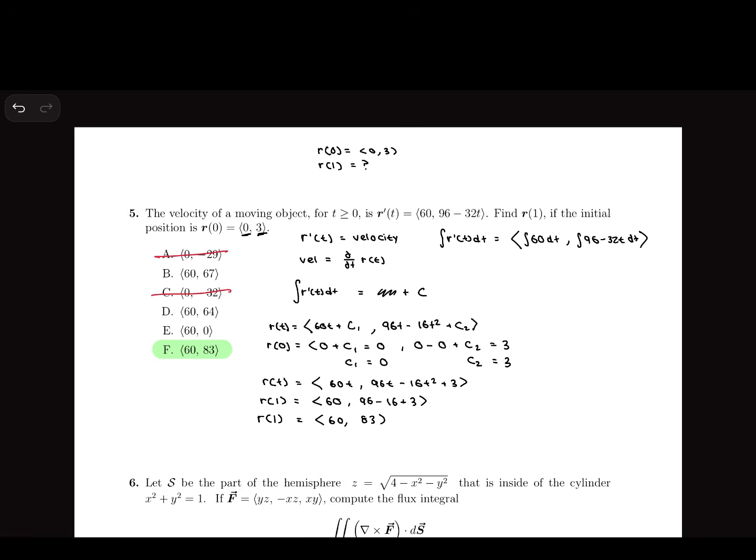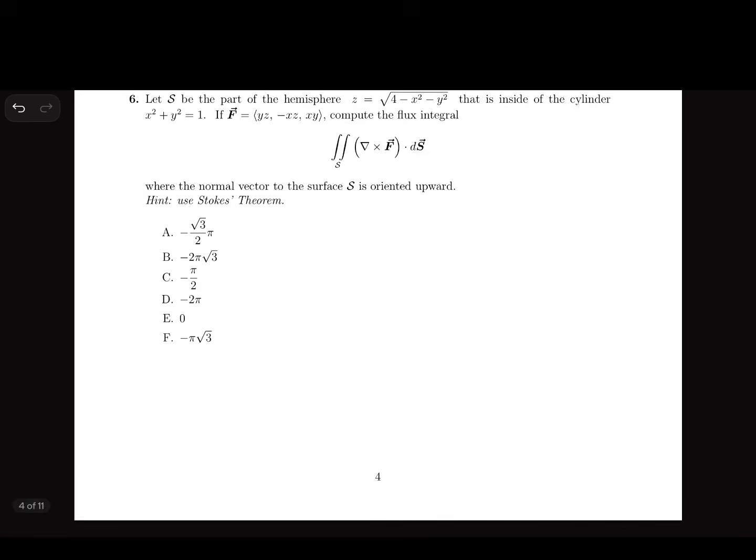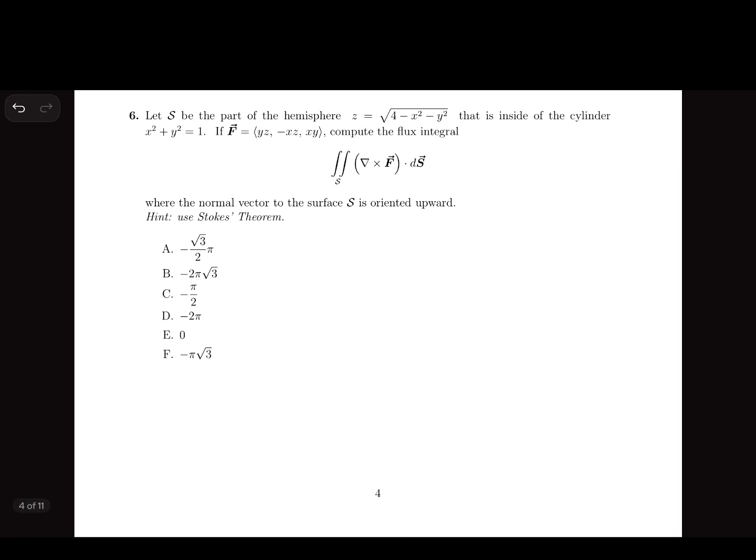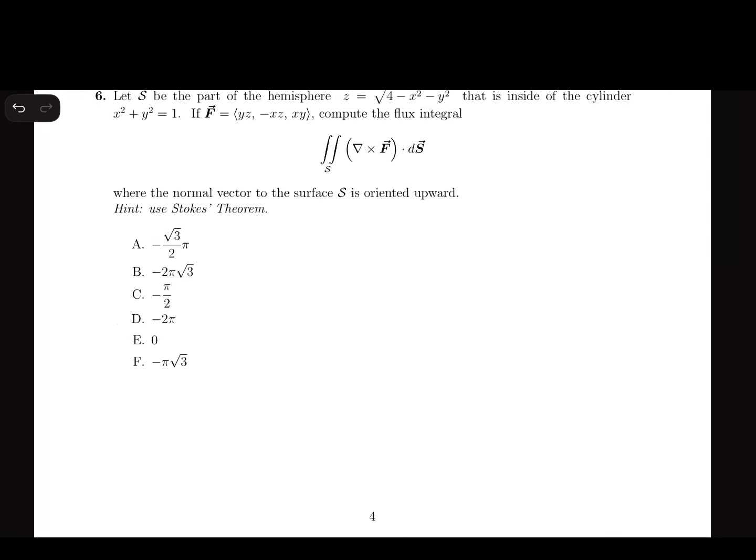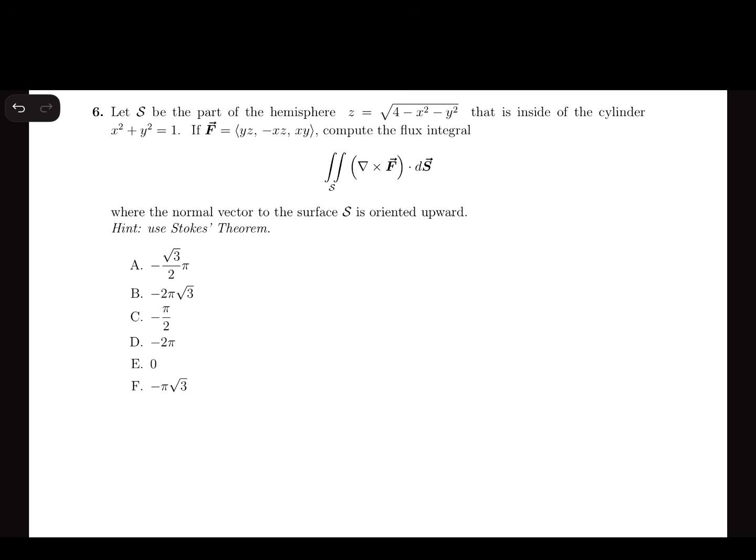Okay, moving on to question 6. Question 6 is a tough problem. I'll be very upfront with that. It is a hard problem, but luckily, they give us the hint to use Stokes' theorem, which is good.